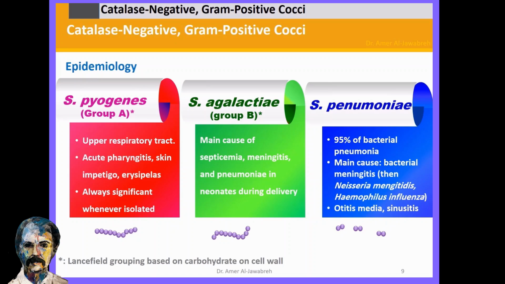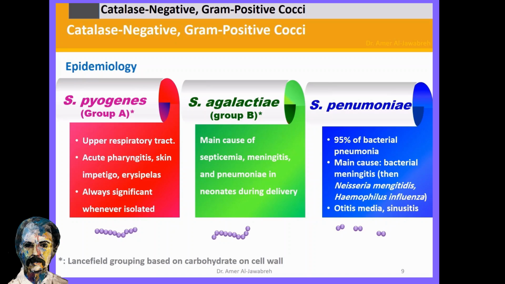Acute pharyngitis, this is the one. Skin impetigo, lesions and ulcers on your skin. I will show you a picture as we go along in this chapter, exactly similar to the impetigo caused by the staph in the last chapter. Erysipelas, I will show you a case of erysipelas.